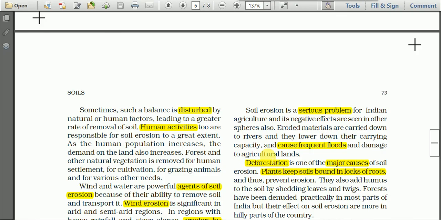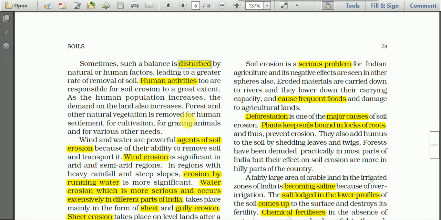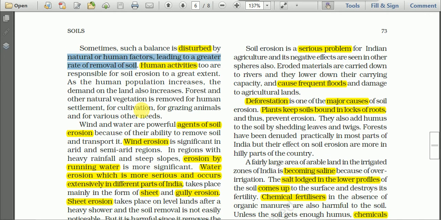However, such balance is disturbed by natural or human factors, leading to a greater rate of removal of the soil. Due to human factors or sometimes natural factors, the rate of erosion is greater than the rate of soil formation. And so in this case, there will be soil erosion or soil degradation. Okay.